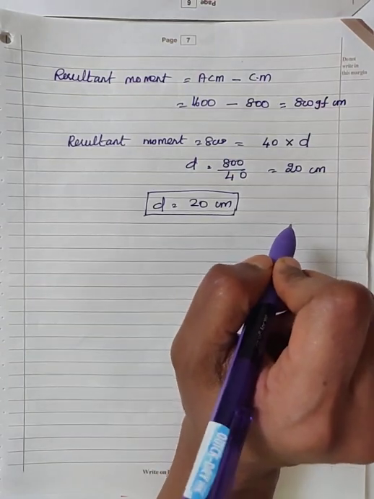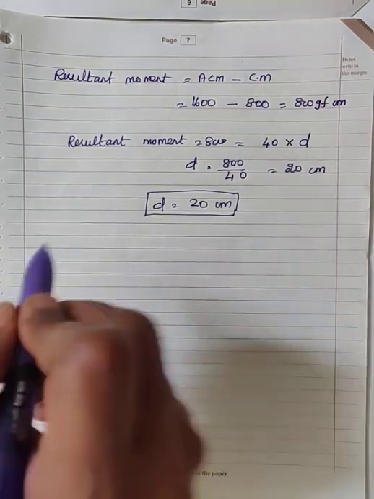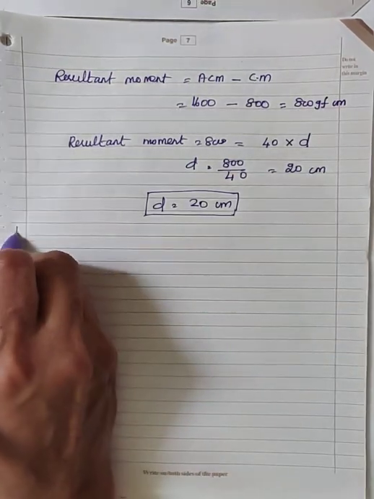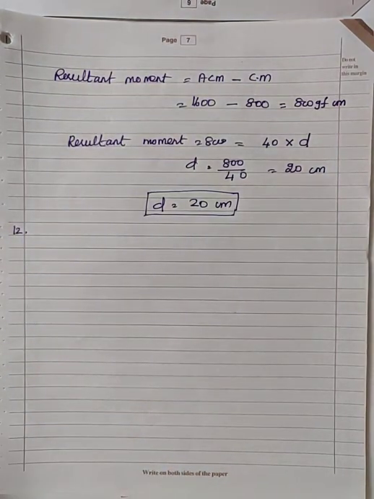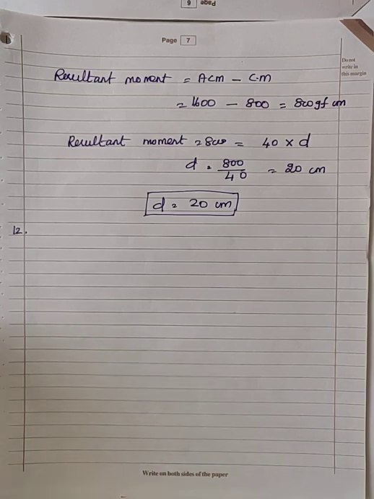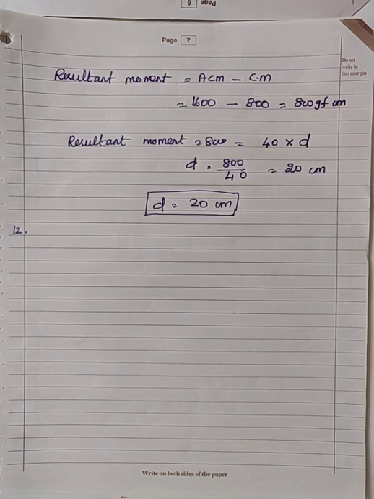Come to the next question. That is the 12th question. When a boy weighing 20 kilogram force sits at one end of a 4 meter long seesaw, it gets depressed at this end. Yes, in the seesaw, if a person is seated on only one side, it gets depressed on that side.